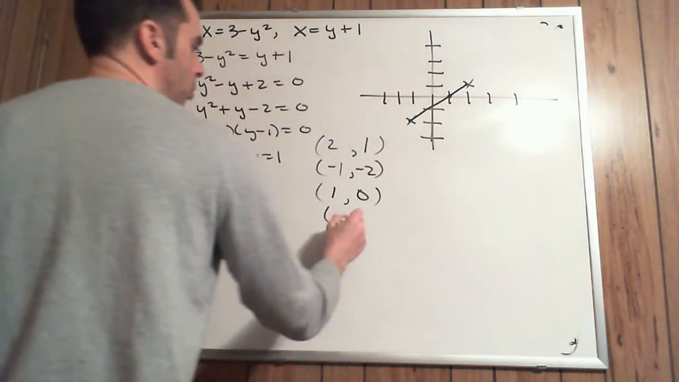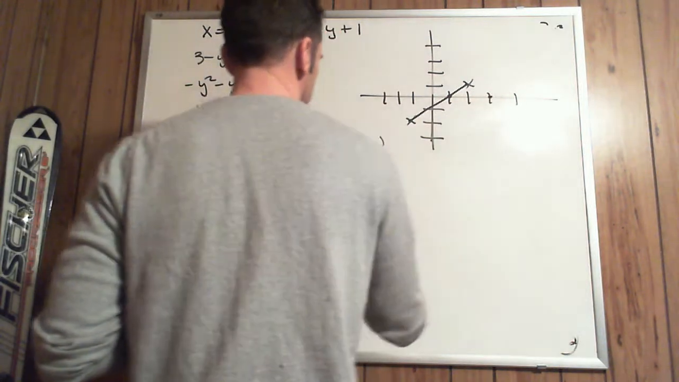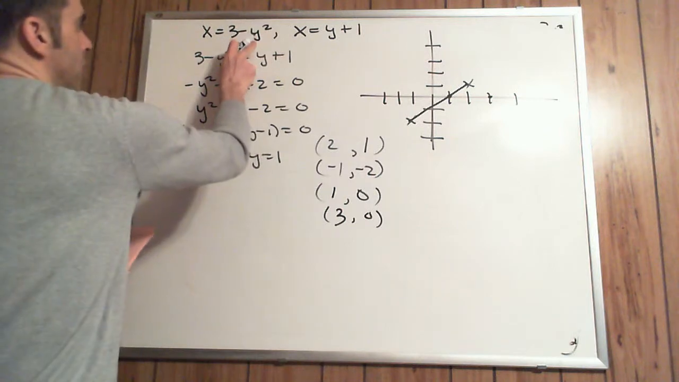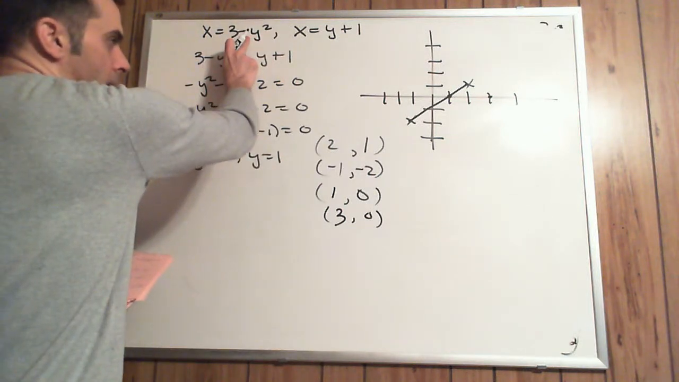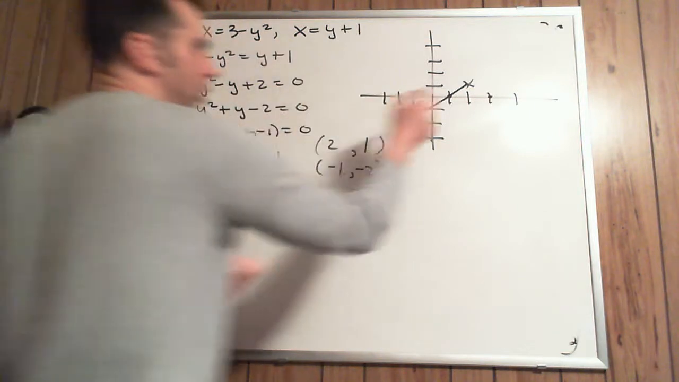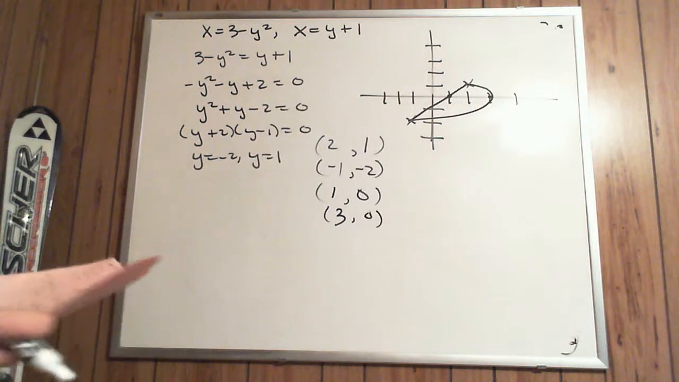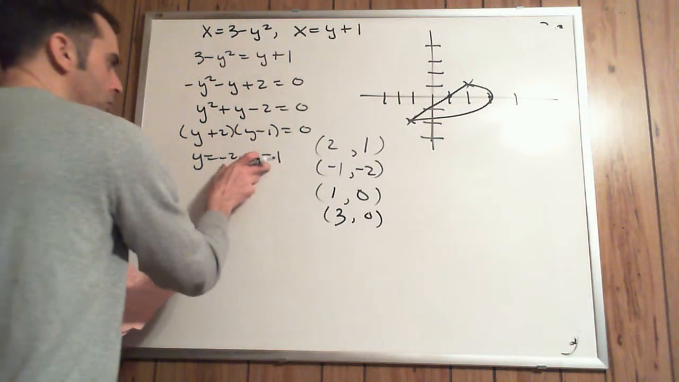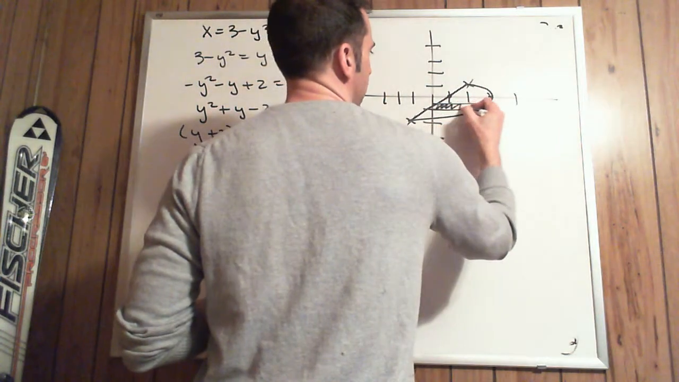I could still pick y as 0 for this one. When I do that, I get 3 for x. Because it's a negative y squared, it's going to be a sideways parabola, but in this direction, right there. And because my limits of integration are in terms of y, it's a sideways rectangle, like that.